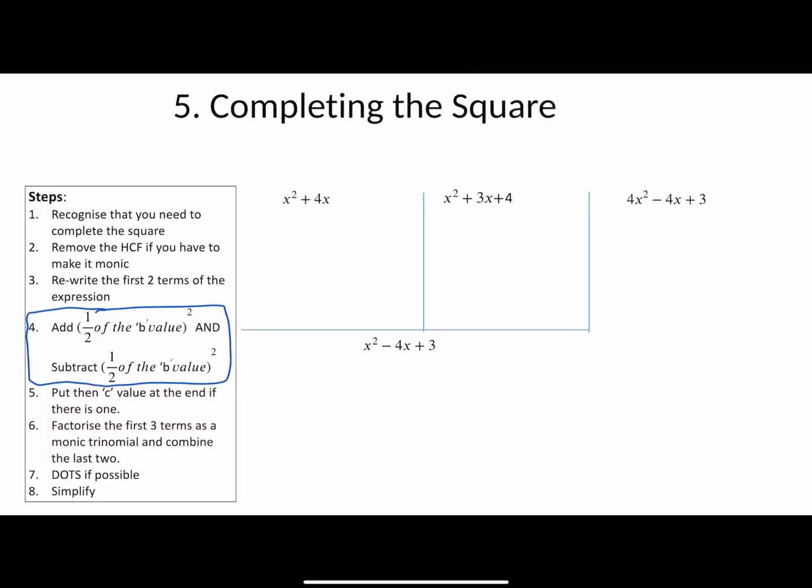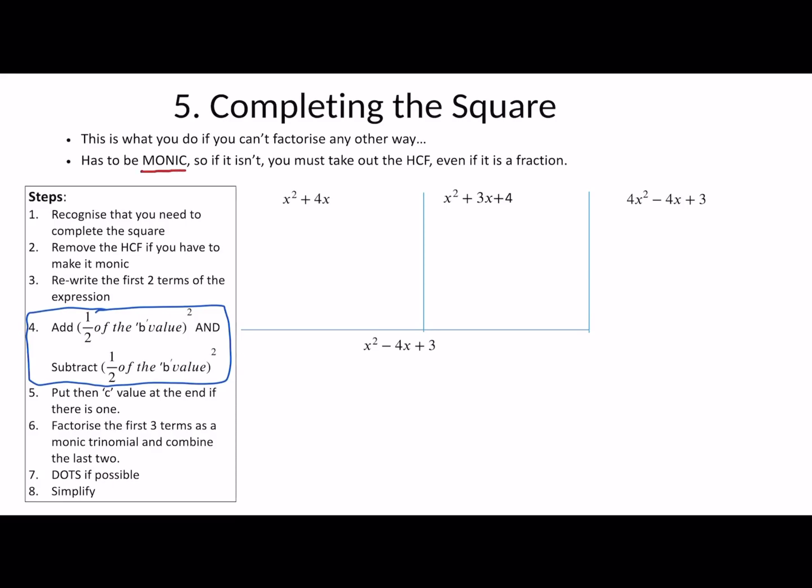Well done, everyone. You've got very close to the end of factorising. We're up to completing the square. Now, just a couple of points. This is what you do if you can't factorise any other way. So you've done the first 4, and it hasn't worked out. Now we can always complete the square. The other point is that it has to be monic. Even if your equation is not monic, you have to make it monic. So you have to take out a common factor first, and that will always be the a value.